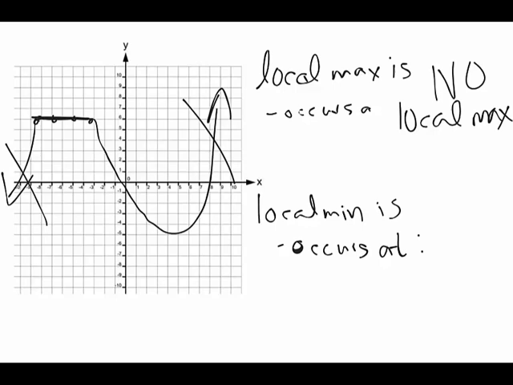Now there is a minimum point though. So if we look here at our graph, it does look like we have a minimum point sitting right over here at -5. So that's our low point, right? Our low point is -5, and it occurs at, if we go up to our x value, that looks about 4.5, we'll say.